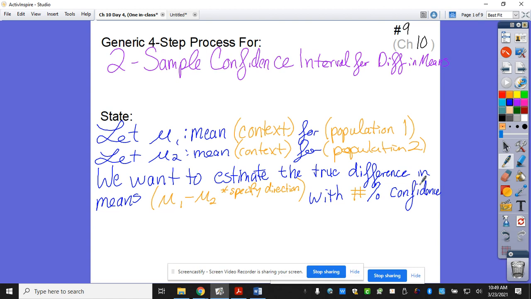So the mu1 minus mu2 is your direction. Yes, so like you literally will only write mu1 minus mu2 or mu2 minus mu1, and so you specified which one you subtracted from which, and that's what I mean by specified direction.